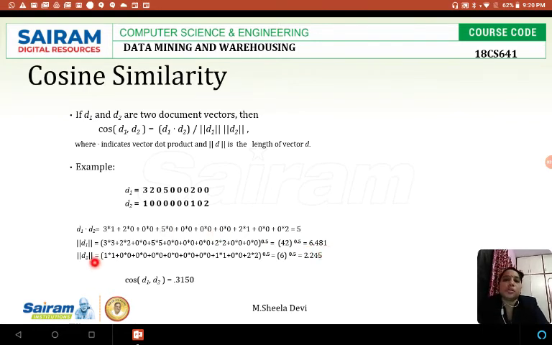Similarly, I have to do the same for the modulus of d2, multiplying each value with itself and taking the power of 1 by 2, which I will get as 2.245. So cos of d1 and d2 will be 5 by 6.481 into 2.245, that is, it may be 5 by 12, which is nothing but 0.315. This 0.315 is the similarity between the two document vectors. This is how we calculate the similarity between two document vectors using cosine similarity.